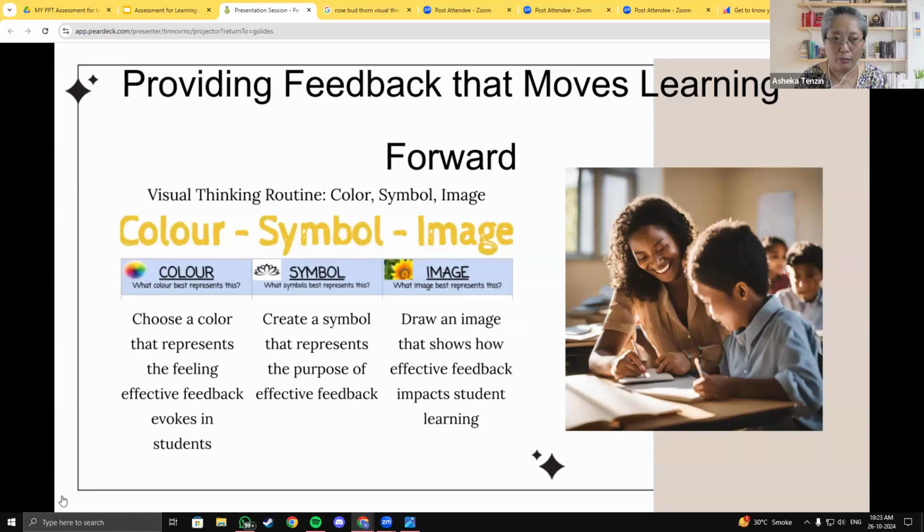For this, I would want to use the visual thinking routine called color, symbol, image. Think about or choose a color that represents the feeling effective feedback evokes in students. When you give effective feedback, how will the student feel? Choose a color. Create a symbol that represents the purpose of effective feedback, and draw an image that shows how effective feedback impacts student learning.